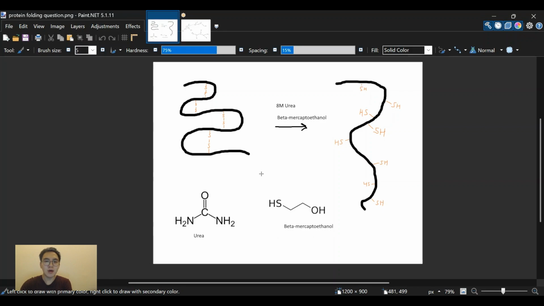And can you explain what happens when both chemicals are removed from this solution, when one is removed from the solution, and when one is removed sequentially? For example, if urea is removed first and then beta-mercaptoethanol, what happens to this protein? And when beta-mercaptoethanol is removed first and then urea, what happens to this unfolded protein? Can we get the activity of the enzyme back?